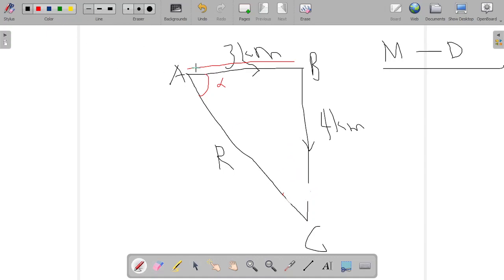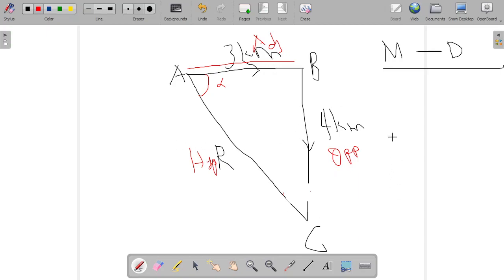We can now solve with the use of the Pythagoras theorem, using the formula that the hypotenuse square is equal to the opposite square plus adjacent square. Based on our knowledge of Pythagoras, we know that from this point to this point is the hypotenuse. The opposite is the side that faces the angle, which is this one here, and the adjacent is the remaining side here.